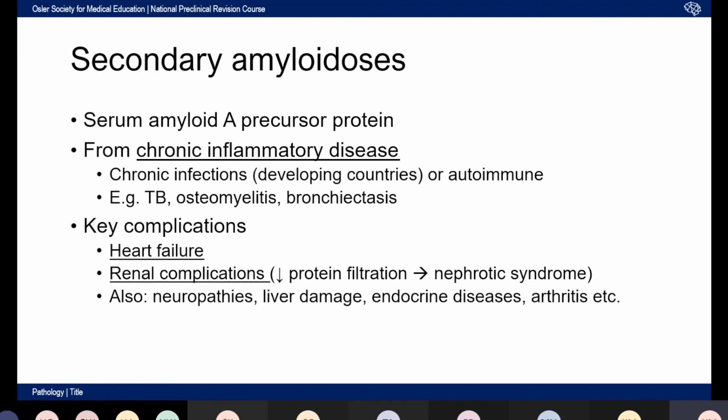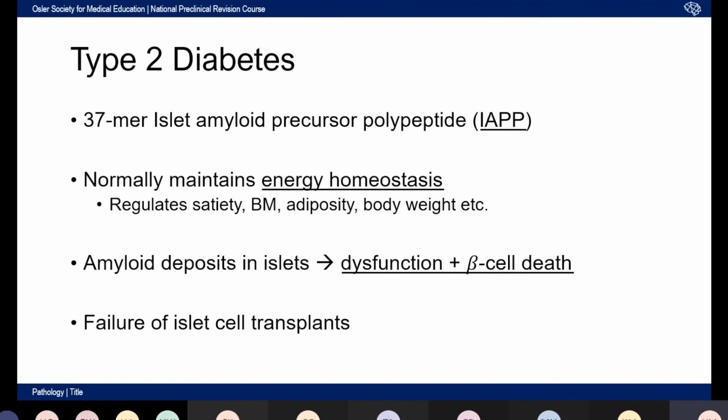So for example, in some parts of the country and some parts of the world where there is TB, chronic TB infection can cause also amyloid deposition. And unlike the diseases that we have already spoken about, secondary amyloidosis affects the whole body and not just the brain. So some of the key organs that are involved are the heart and the kidneys. And it can cause heart failure, it can cause various renal impairments, and it can cause a range of other symptoms as well.